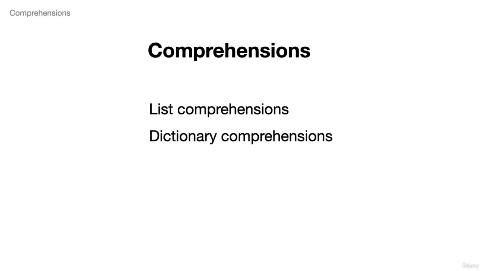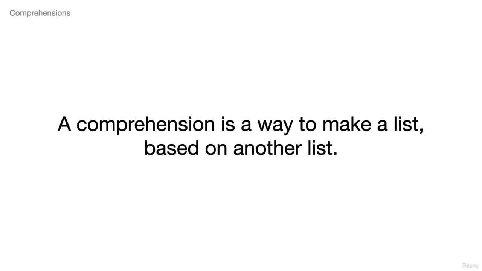I was looking forward to this chapter. Comprehensions are my favorite tool in Python and I use them all the time. You are going to learn 3 comprehension types: list comprehensions, dictionary comprehensions, and generator comprehensions. A comprehension is a way to make a list based on another list. This is a very common thing to do.